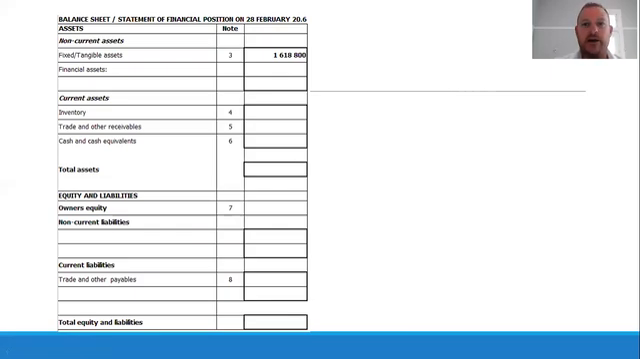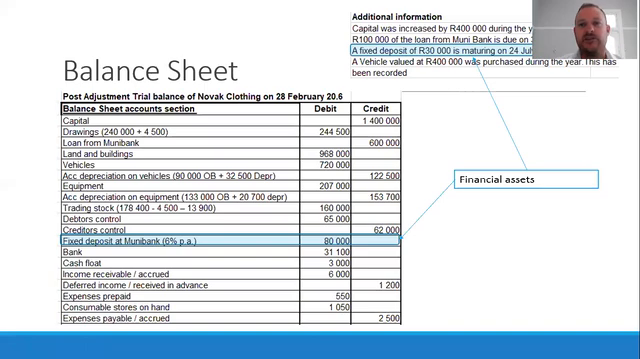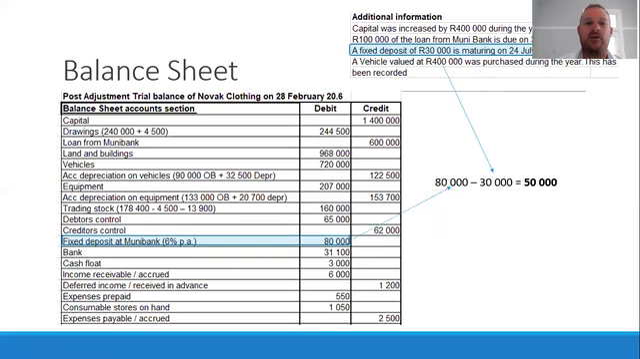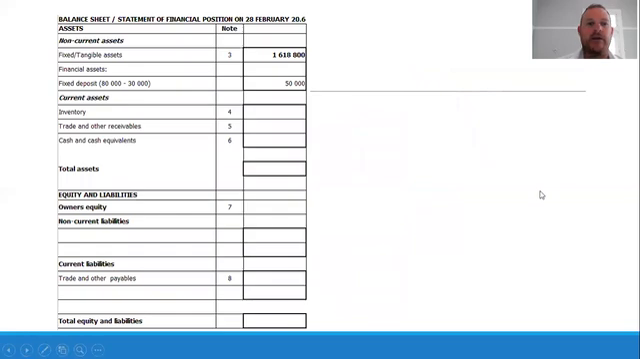All right, we're now going to look at financial assets. So you'll see here what is the financial asset. Remember, the fixed deposit at Uni Bank was an amount of 80,000 Rand, but then during the year, they told us that 30,000 Rand of it has actually matured. So we have to deduct the 30,000 from the 80,000, and we end up with only 50,000 Rand there. And then we just transfer that figure into our financial assets amount there. The fixed deposit now amounts to only 50,000 Rand.